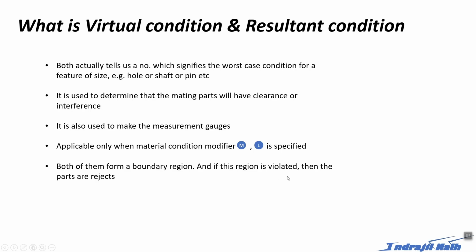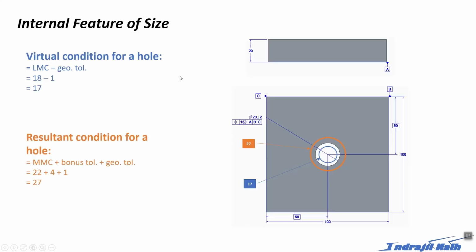This tells the definition of the resultant condition and virtual condition. Both of them form a boundary, and if this boundary is violated, then the parts are rejected. So let's take an example of an internal feature of size. Here in the diagram you can see a hole with a dimension of 20 plus or minus 2, and a position tolerance of 1 at maximum material condition.